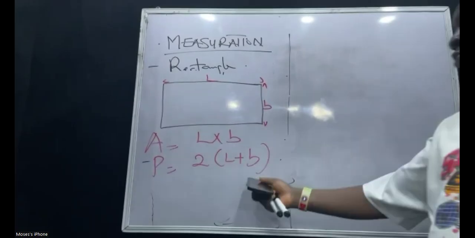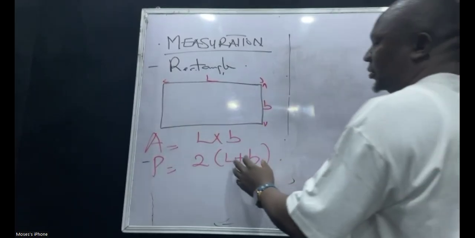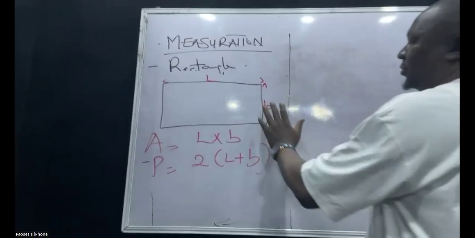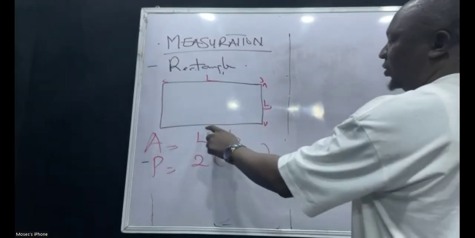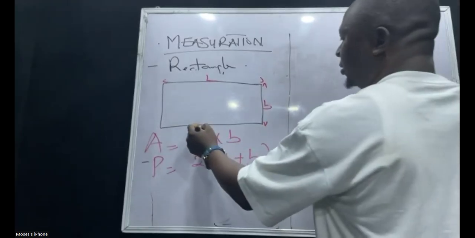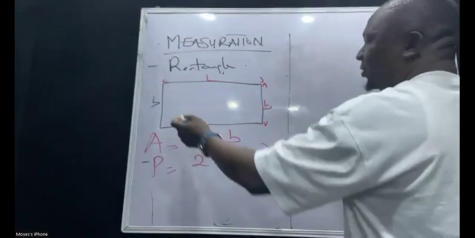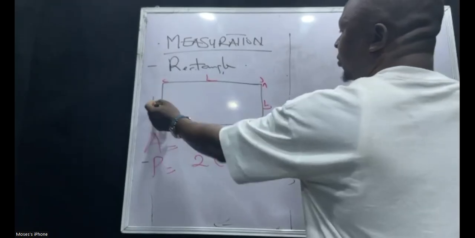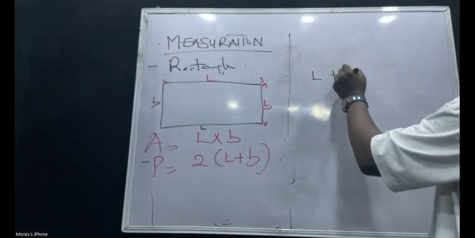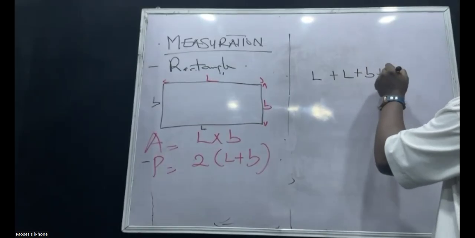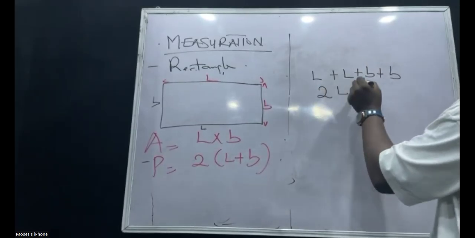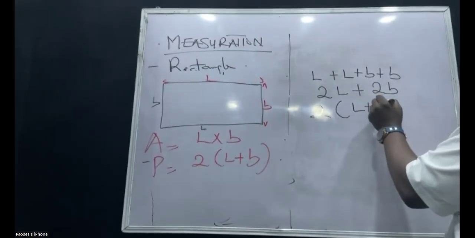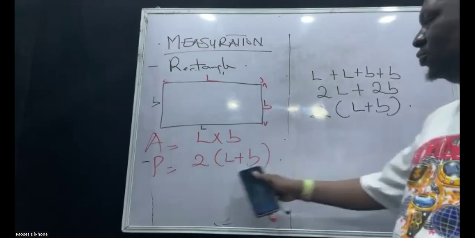Now, how did they derive 2(L plus B)? The area is just, let's say, the surface area: length times breadth. But for the perimeter, since this one is length, this is also length, this is breadth. Perimeter is the total length of the shape. So we are going to have L plus B plus L plus B. Now we are going to have 2L plus 2B. Now if we factorize, we are going to have 2(L plus B). That's why we have our perimeter to be 2(L plus B).